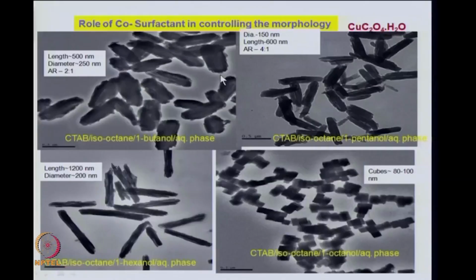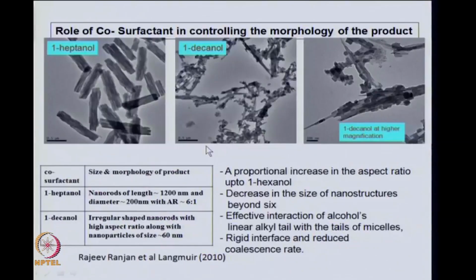Now, this role of co-surfactant we can see more in detail. So, here you have butanol, pentanol, hexanol and octanol. So, you are varying, everything else is same, you have CTAB as surfactant in all these cases, only the co-surfactant is varying and you can see a variation in the diameter and length of these particles.